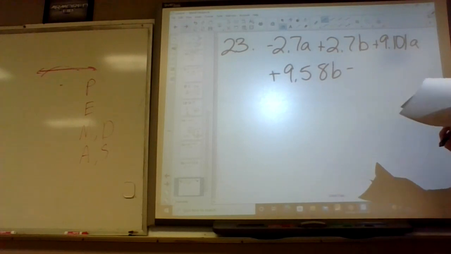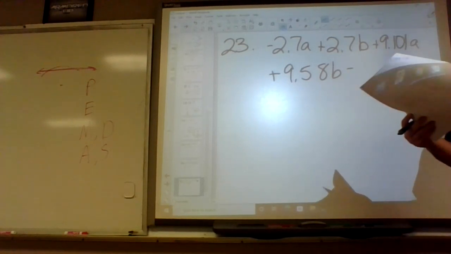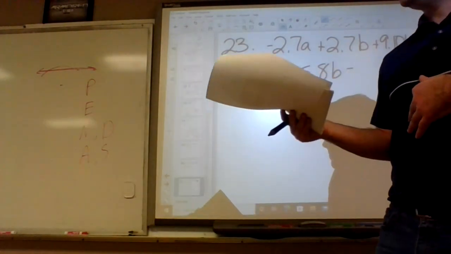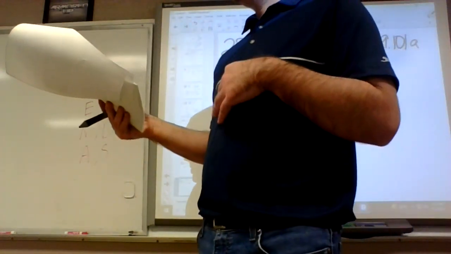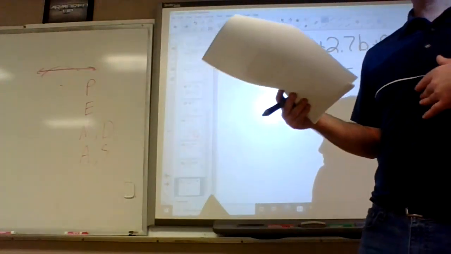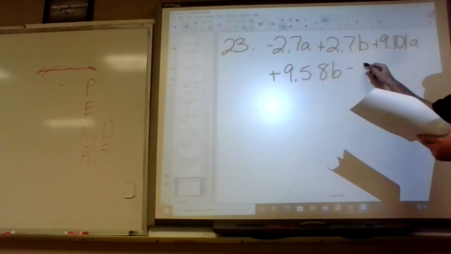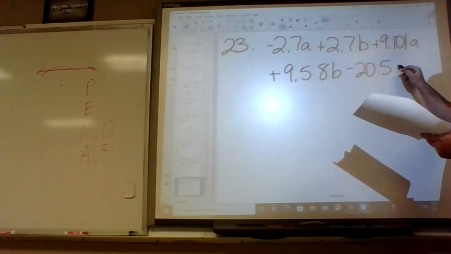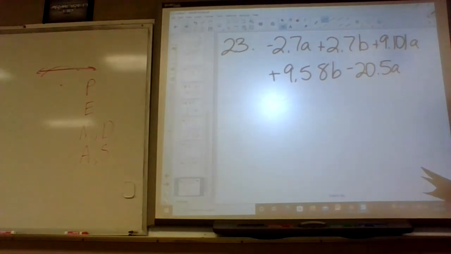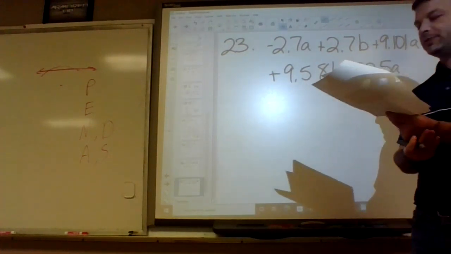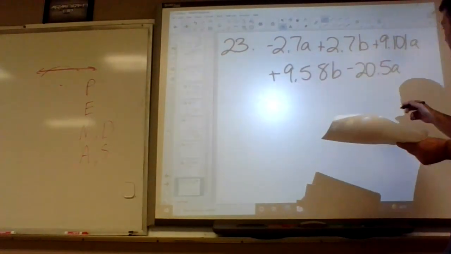4.1 minus 4.1 times 5a. That one you can do without a calculator. You do 5 times 4 is 20, and what's 0.1 times 5? 0.5. So it's minus 20.5a. And then negative 4.1 times negative 0.7, you could do that without a calculator, is positive, right?